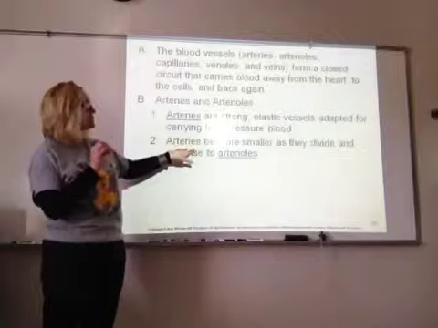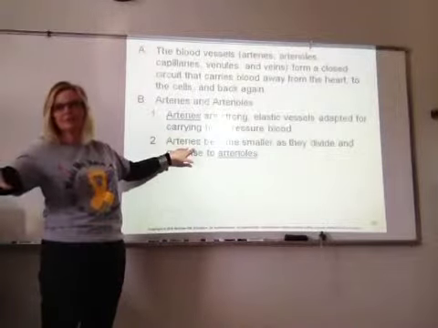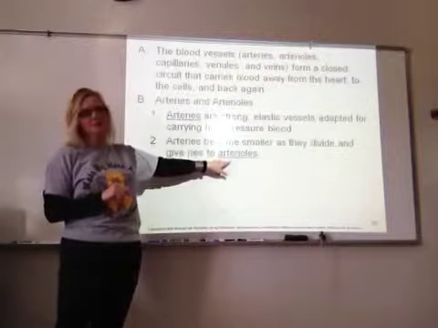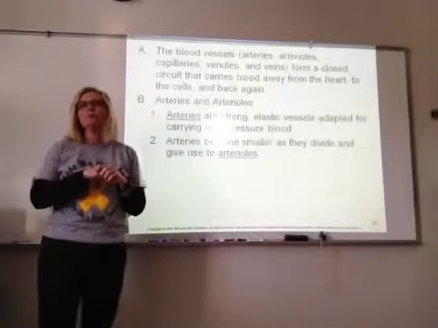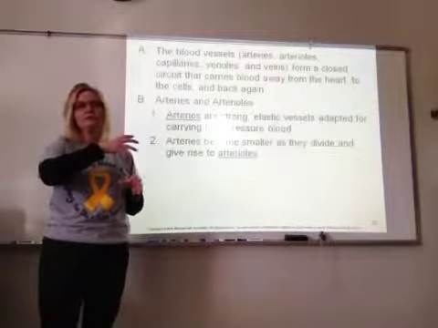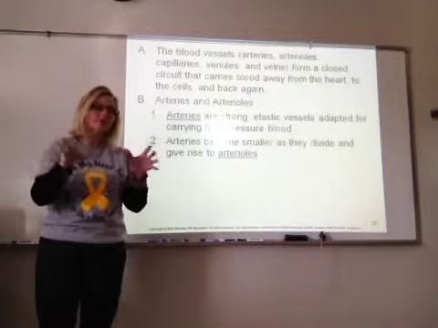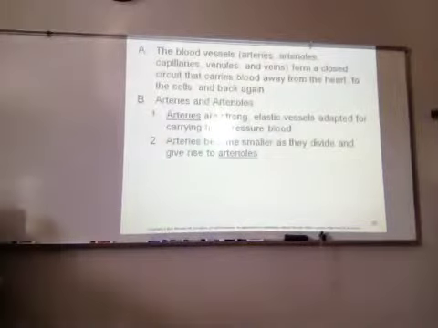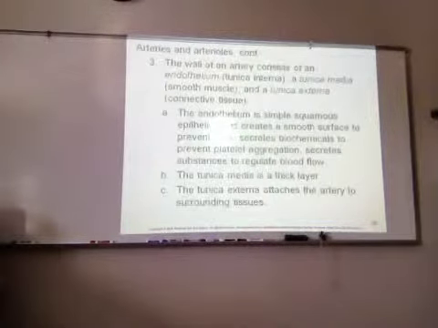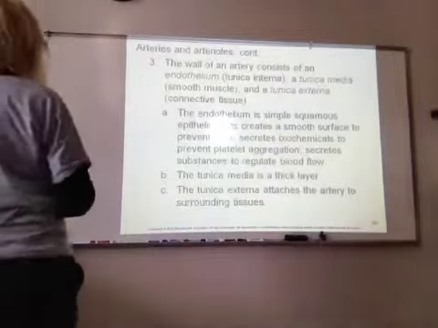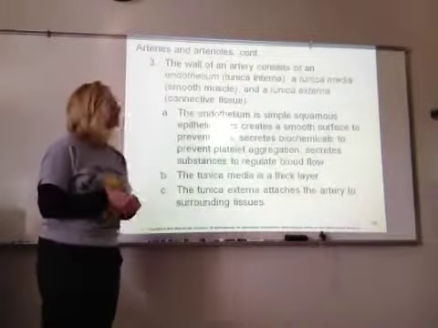Arteries become smaller and smaller as they branch off and divide and give rise to arterioles. So basically, your aorta comes off of your heart and it branches and branches and branches into smaller and smaller parts. So that aorta leads to or branches into most of the arteries that go to your cells.